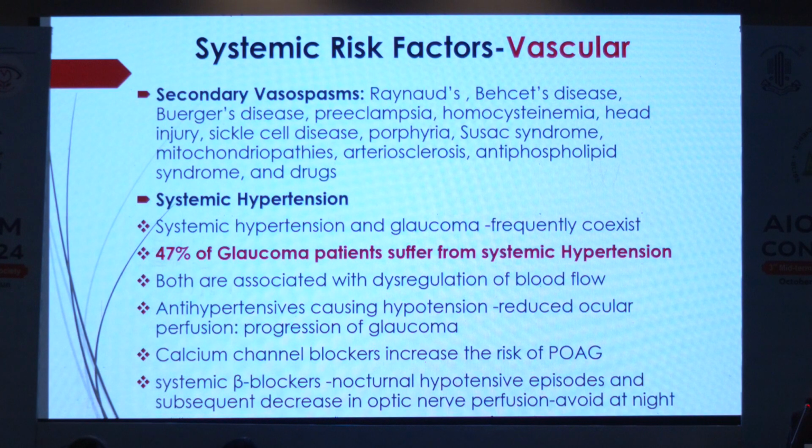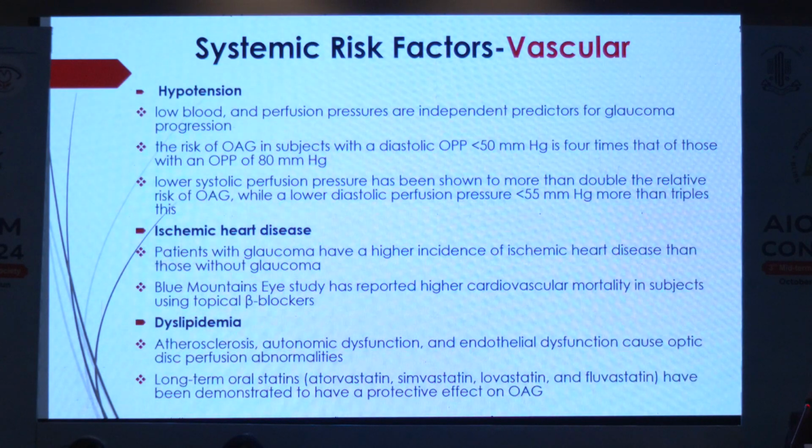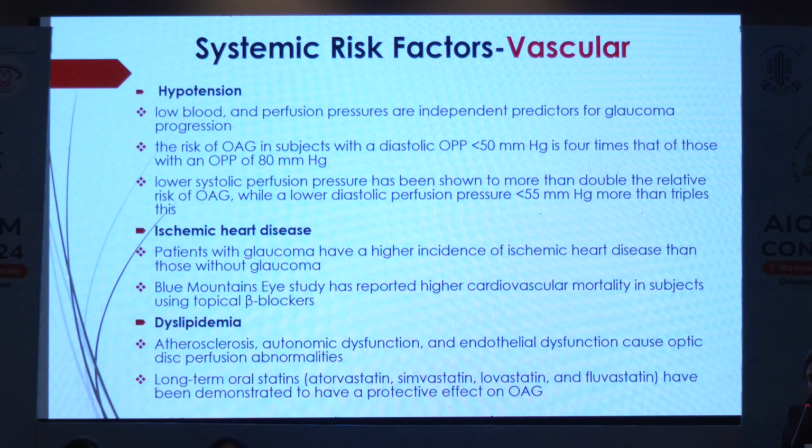Systemic hypertension, again 47% of glaucoma patients do suffer from systemic hypertension, and that's why nowadays doing blood pressure monitoring, especially when we are doing diurnal variations of IOP, is very important, because that helps us in knowing the ocular perfusion pressure of the patient. Hypotension again is very bad for glaucoma, as I said, because we now identify that glaucoma is a vascular condition. So it has been seen that the risk of OAG in subjects with diastolic blood pressure of less than 50 mmHg is 4 times more than if the ocular perfusion pressure is better than 80.